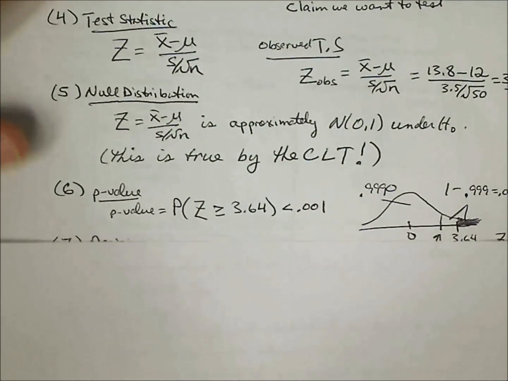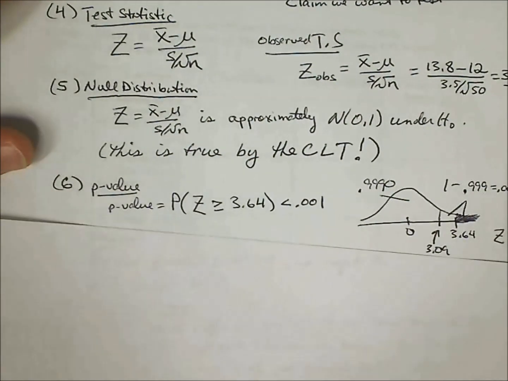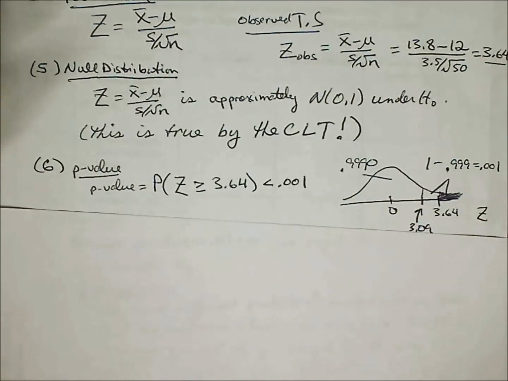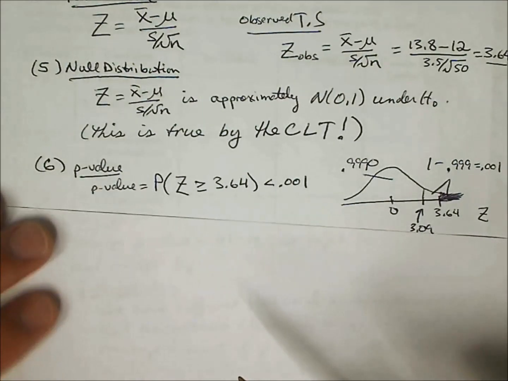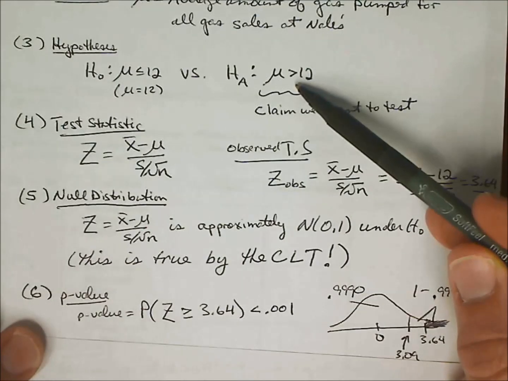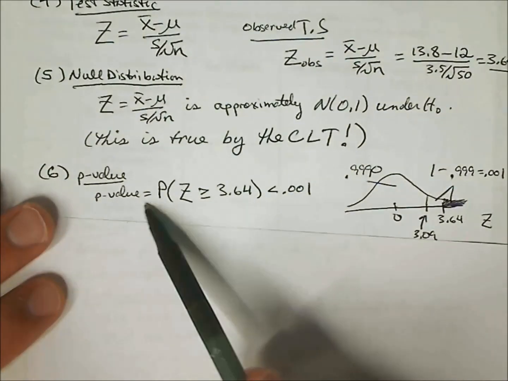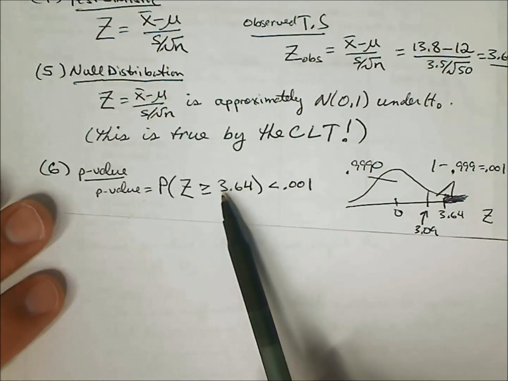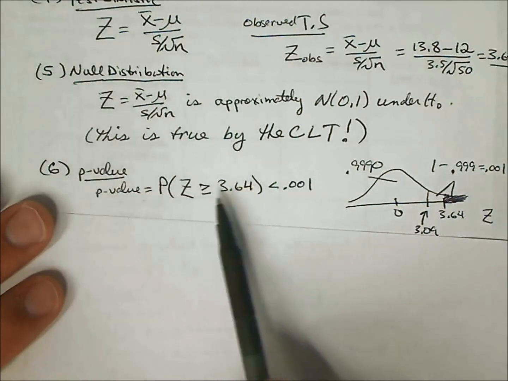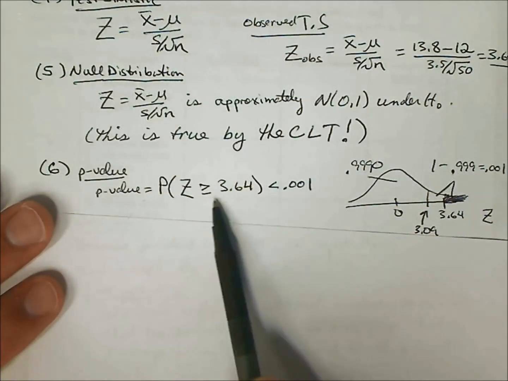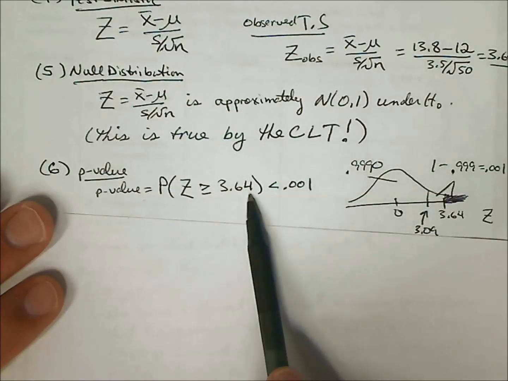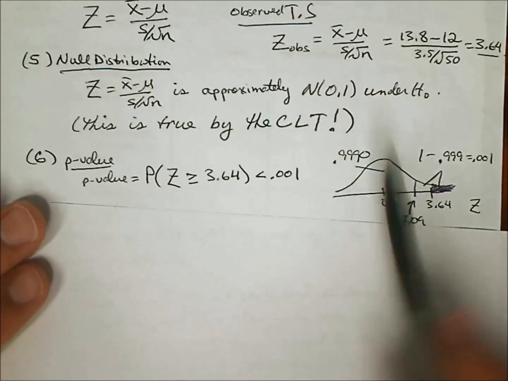We will use that to compute our p-value. And so here's our p-value set up. Now, this is a left tail test. No, I'm sorry, it's a right tail test. So our p-value is going to be the chance of seeing something as extreme or more extreme than what our sample yielded. Our sample yielded a test statistic of 3.64. The chance of seeing something more extreme than that or as extreme is the probability that z is bigger than or equal to 3.64.